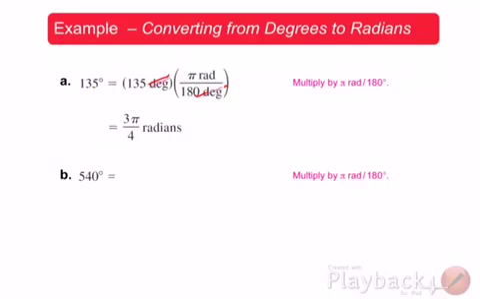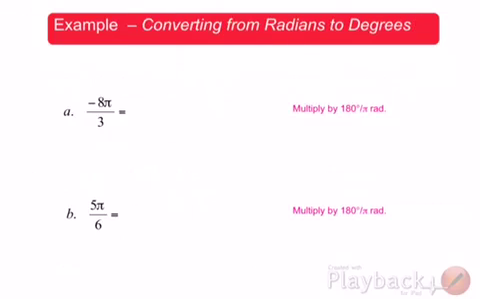For 540, again I'm multiplying by pi radians over 180 degrees. The degrees cancel, and I get 540 and 180. They can also simplify to 3 over 1, i.e. 3 pi radians. Okay, that's it. It's pretty easy. The next one, this time I'm going from radians to degrees.